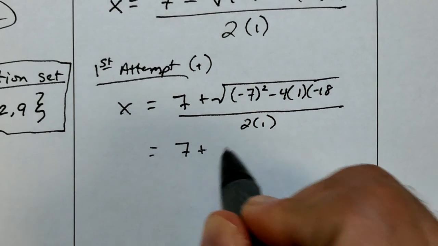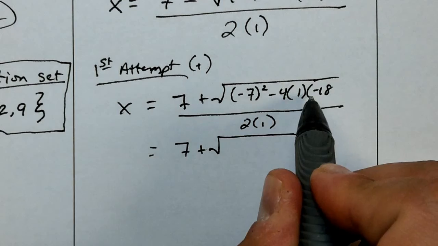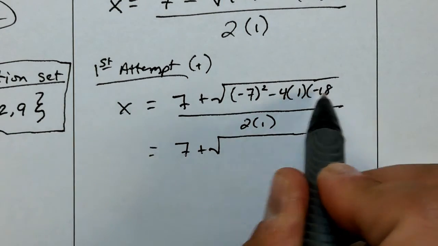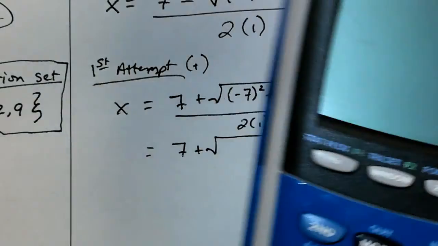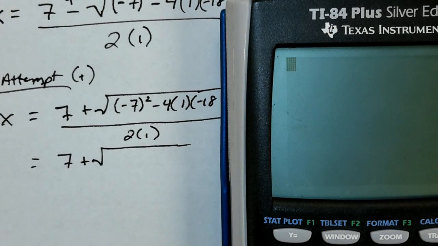This is 7 plus, and if you type this in your calculator exactly how you see it, which I will, my batteries are low. That's not good.